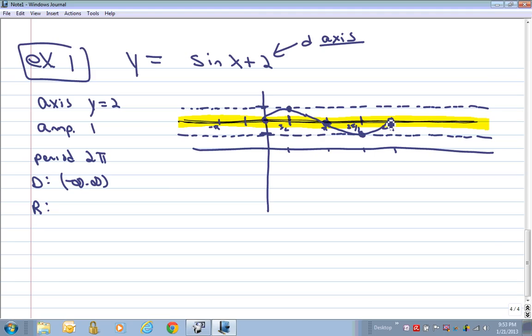One cycle would look like this. And that's with an axis shift, or a vertical shift, in our graph. Alright, let's take a look at the next example.